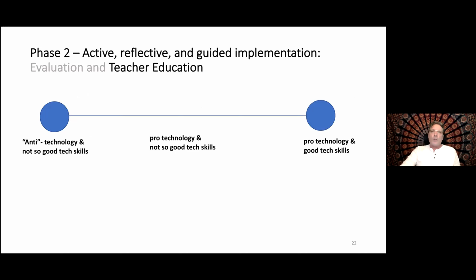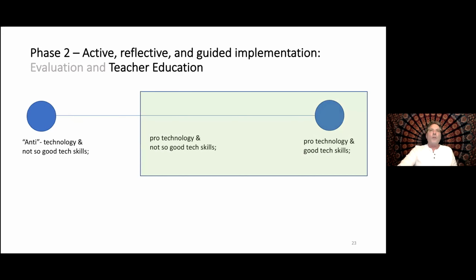So after talking with several language technology specialists, it seems that faculty can be put in one of three categories. On the right, the pro technology plus good technology skills. In the middle, the faculty are pro technology, but not so good skills, technologically speaking. And then the anti-technology and also not so good technology skills.